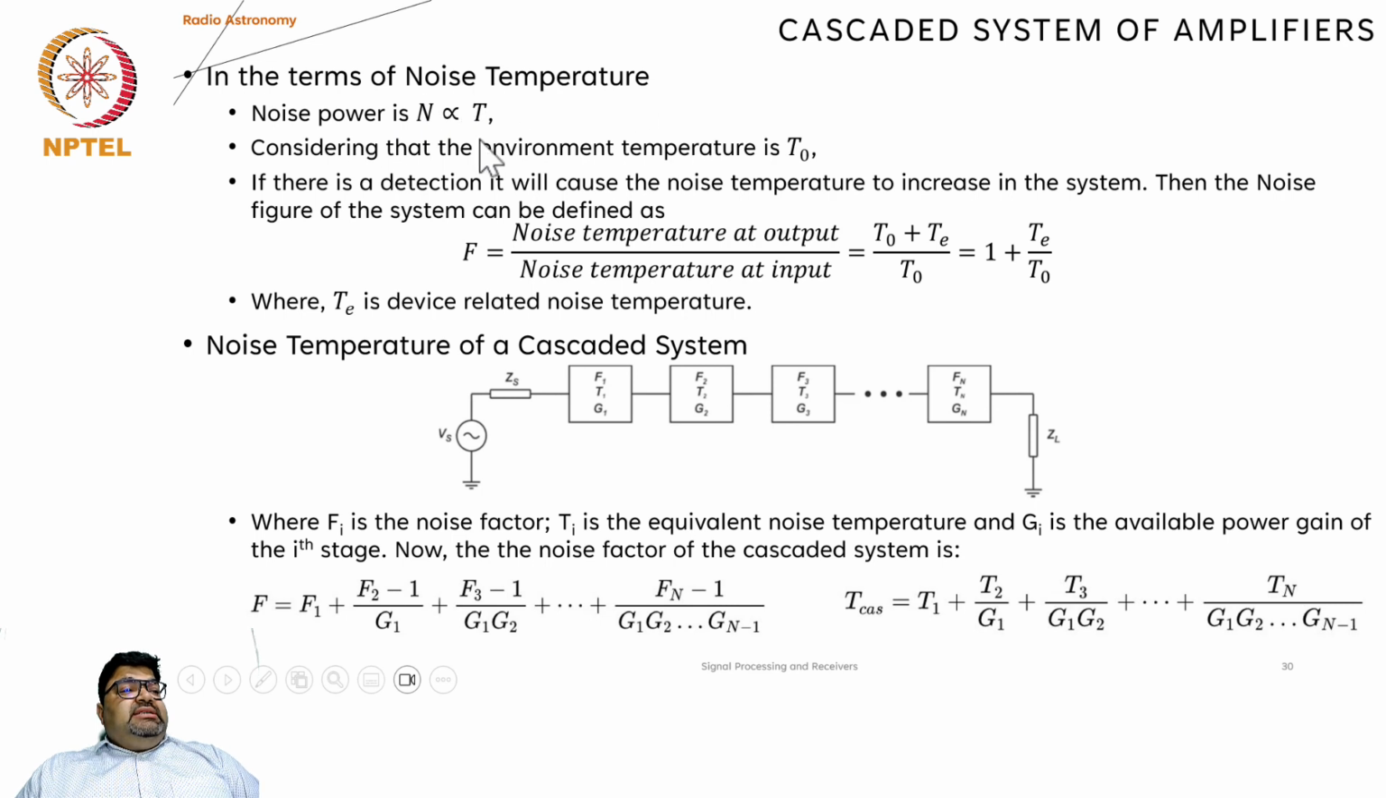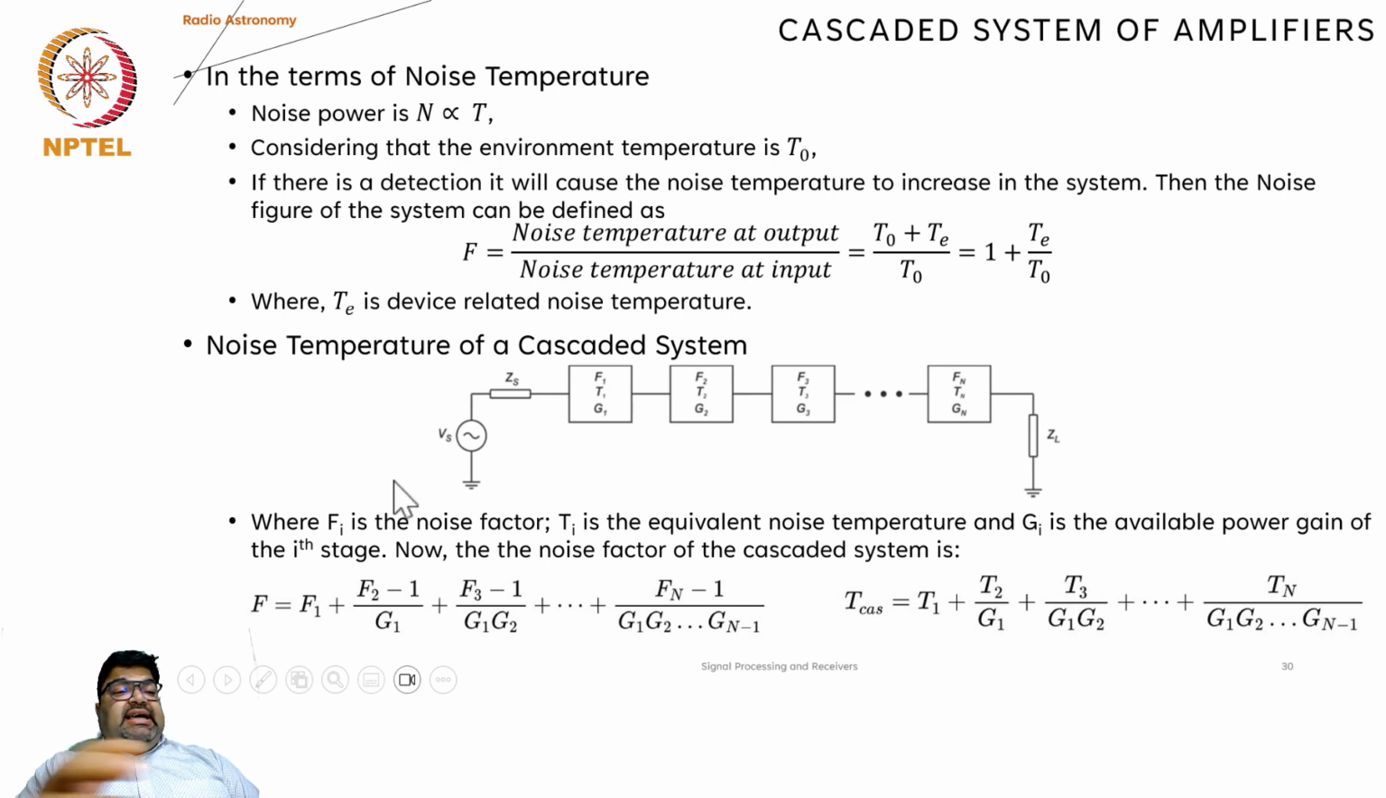In terms of noise temperature, noise power is defined as N proportional to T. Considering that the environment temperature is T naught, if there is a detection, this will cause the noise temperature to increase in the system. Then the noise figure of the system can be defined as F, which is given by the noise temperature at the output over that at the input. So T naught plus TE is the noise temperature at the output, and T naught is the one at the input. So TE is the device contribution to the noise temperature overall. So 1 plus TE over T naught is the total noise figure of the system itself.